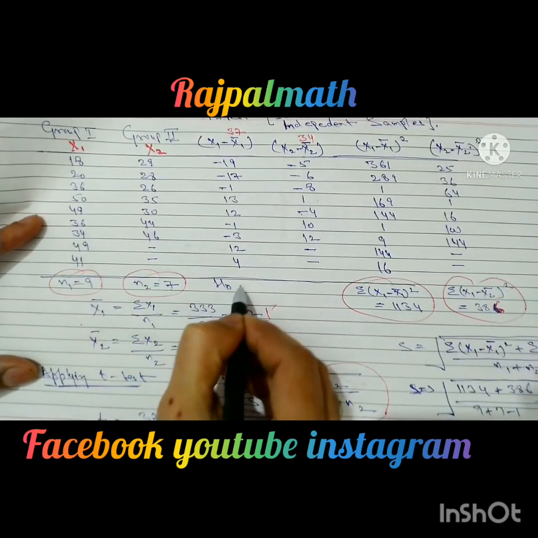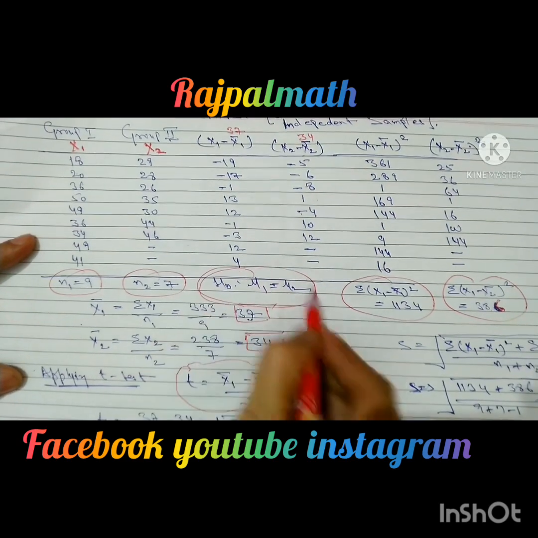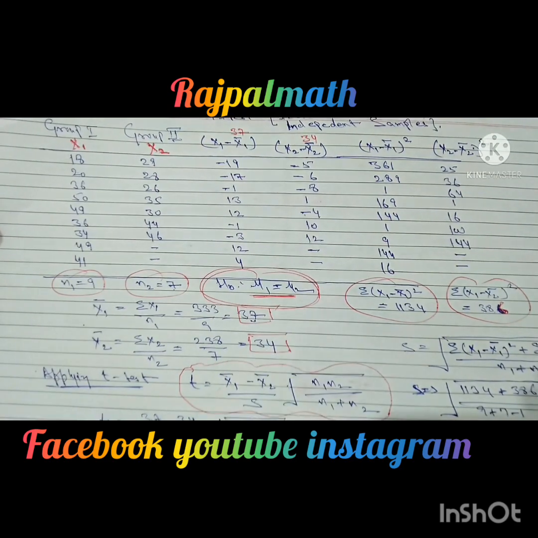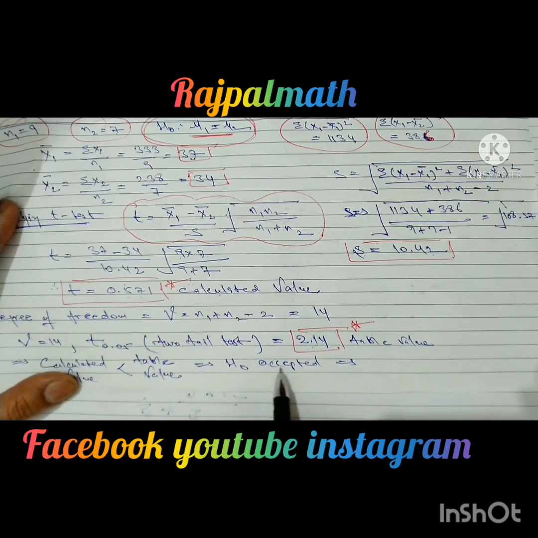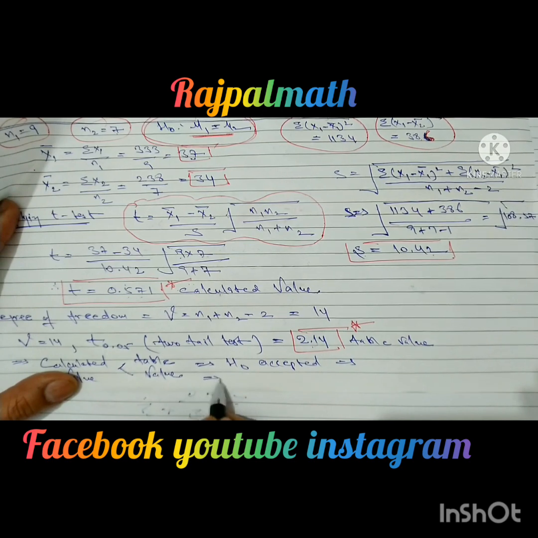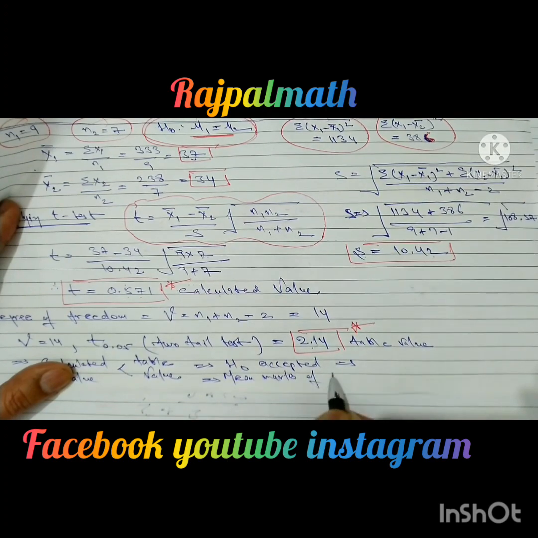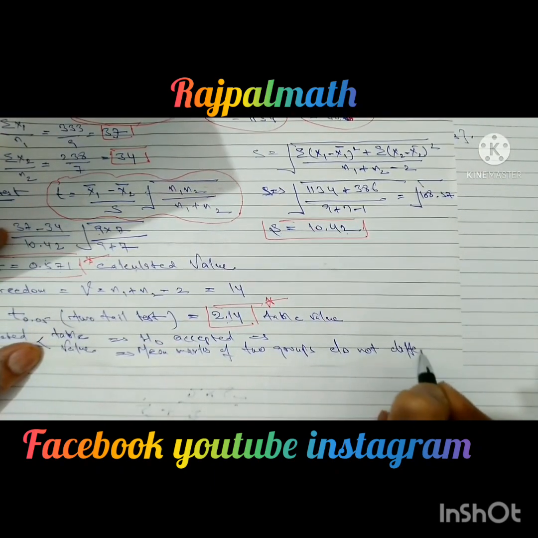H naught accepted means H naught was mu 1 equals mu 2, which means there is no significant difference in the mean of two groups. Therefore, we accept H naught, which means we can conclude that the mean marks of the students of two groups do not differ significantly.